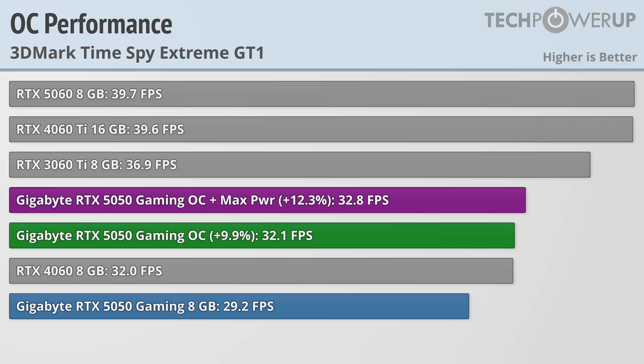When it comes to overclocking though, there is a bit of good news for the RTX 5050, as we were able to eke out almost 10% better performance at the stock power, and a little bit over 12% at max power. While not a lot in pure frames, that does at least push it above the RTX 4060.